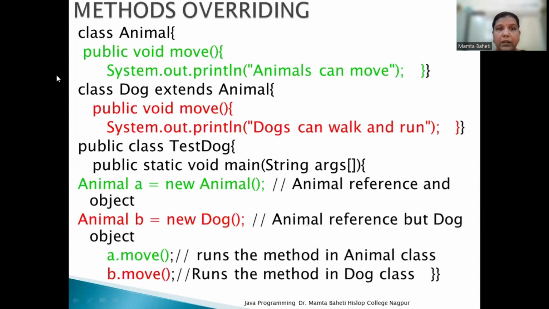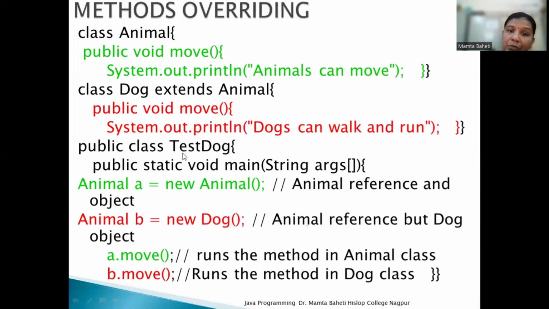For example, I have created a class Animal, and there I have created one method called move. Here the move method is public void move, so it can be accessed anywhere. Now in this Animal class, I print "animals can move". I have created class Dog which extends Animal. Now when I write this method, "dogs can walk and run". So this move method is overridden in Dog.